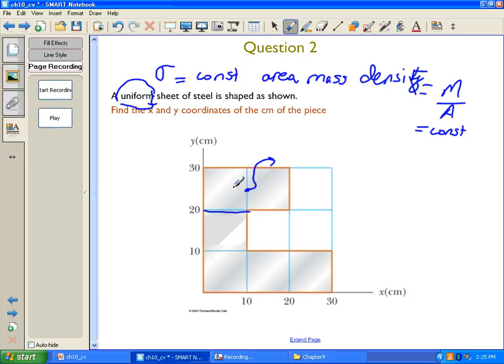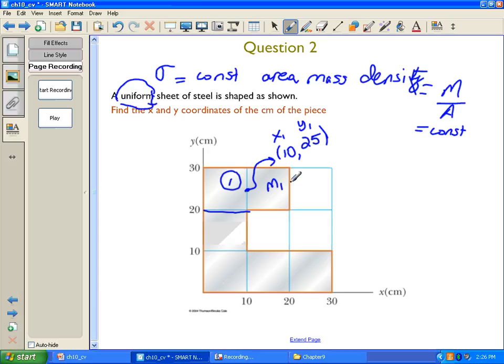Let's call this block 1, and you can see that its x coordinate is 10 centimeters, its y coordinate is 25. Good. So it's as though the entire mass of this rectangular sheet is located at this position here. Now what remains to be determined, let's just label this x1, this y1. What remains to be determined will of course be m1.